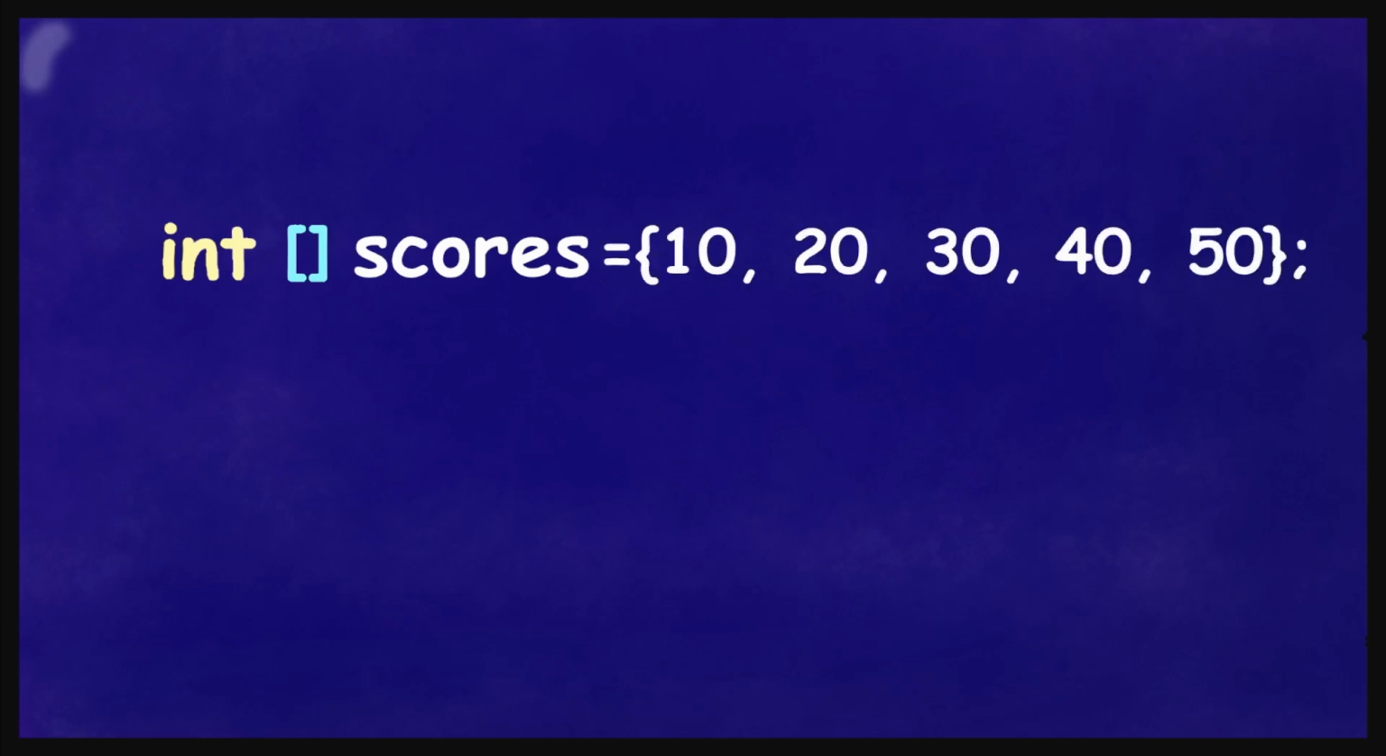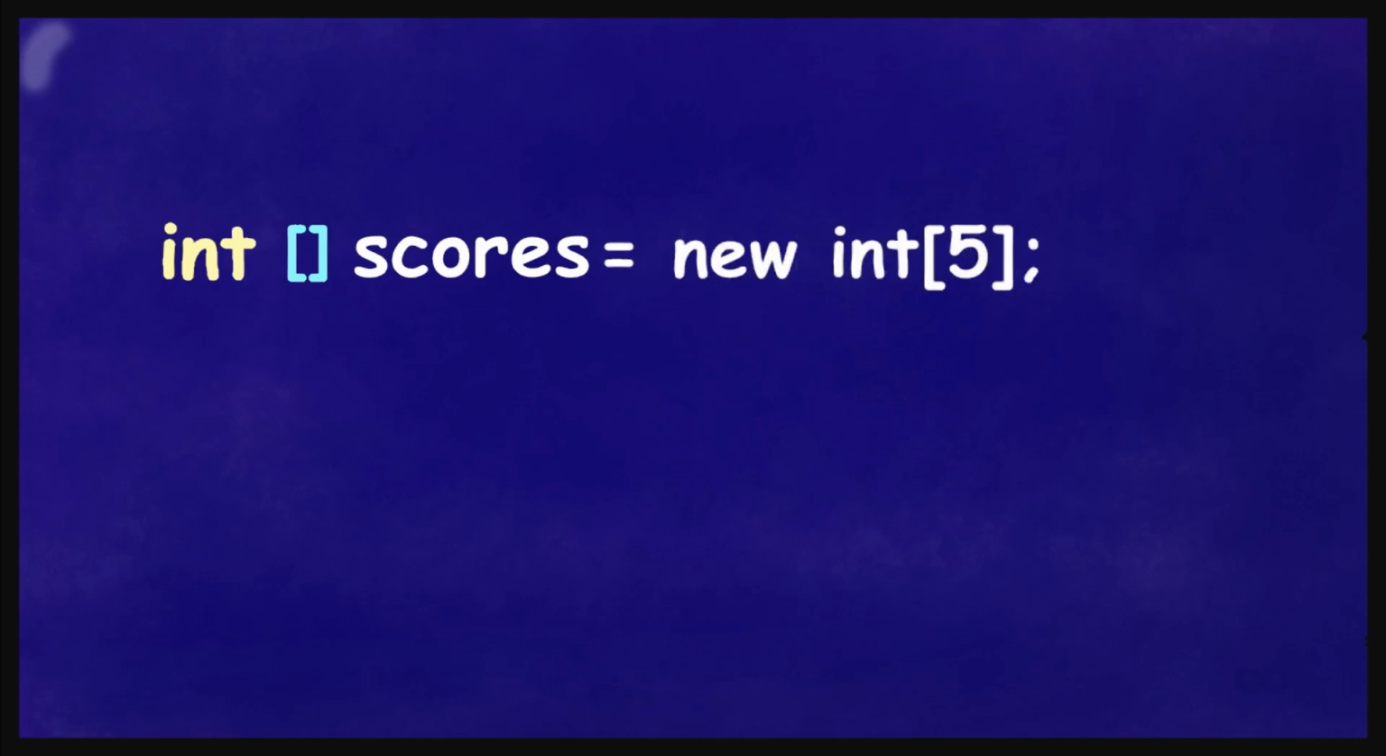What we can do now is give some fixed values. To do that, we type them inside curly braces. However, we might also just need a blank array, in which case we can write new, type, and inside brackets type the amount of slots.